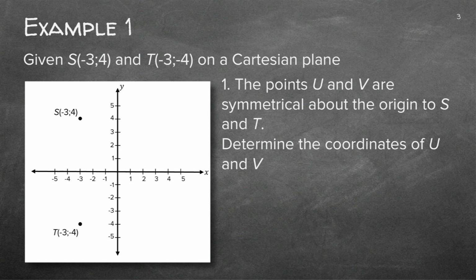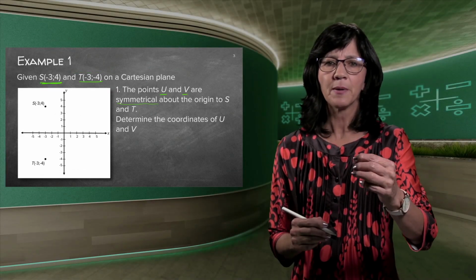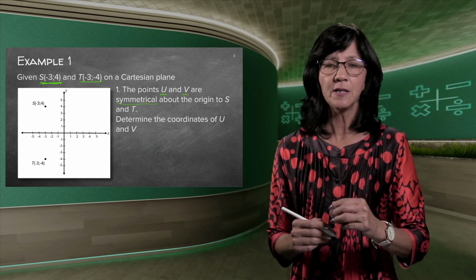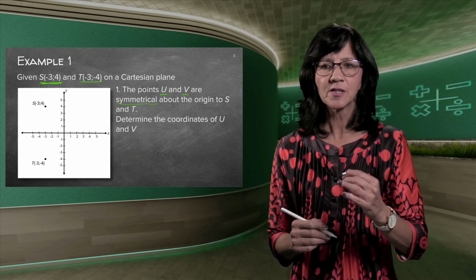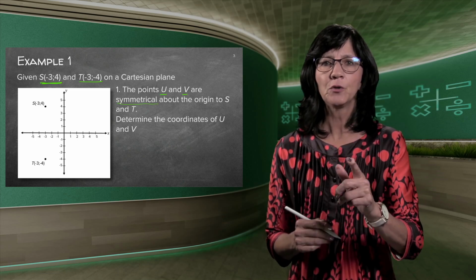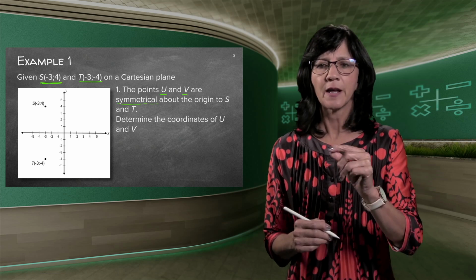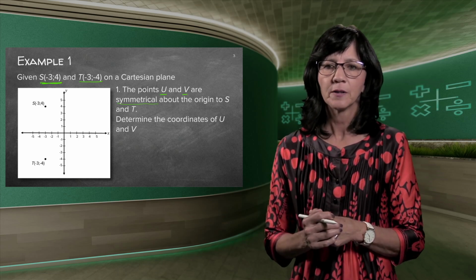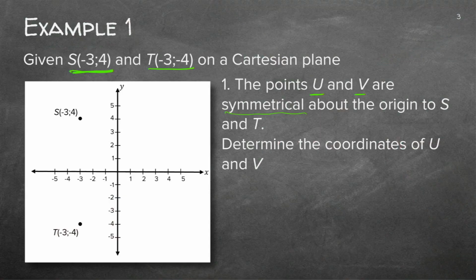So here's the point S and the point T on the Cartesian plane. They ask you to find the points U and V that are symmetrical. Now remember in maths, as you read the sum, they mentioned S first and then T, so it's in alphabetical order. So just the same way, if they say now the points U and V, then U is the symmetrical one of S, and V is the symmetrical one of T. Good. So let's take the S first.